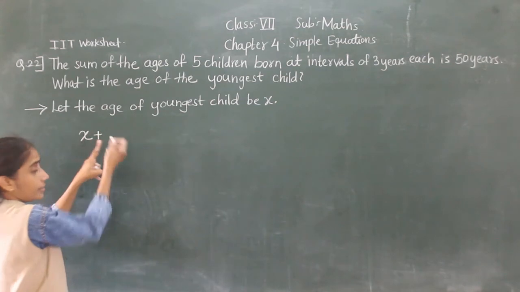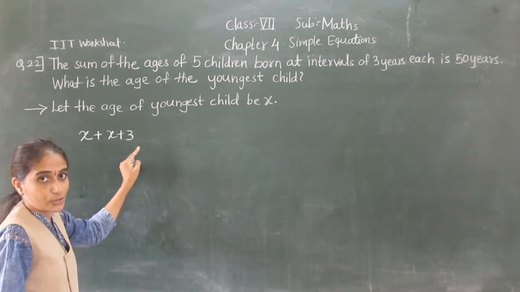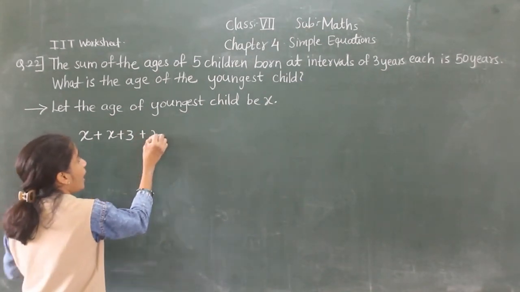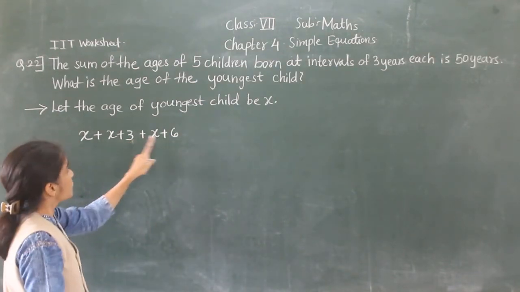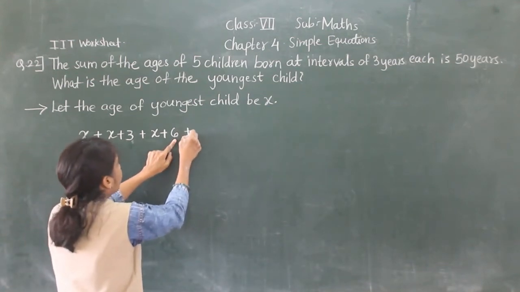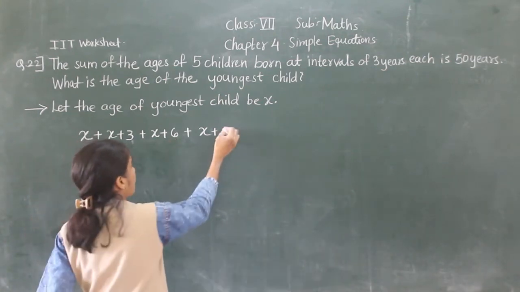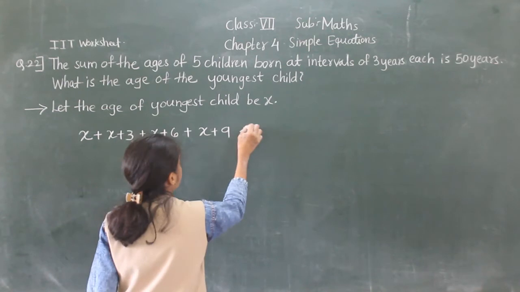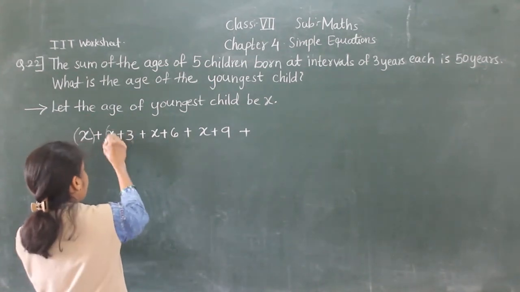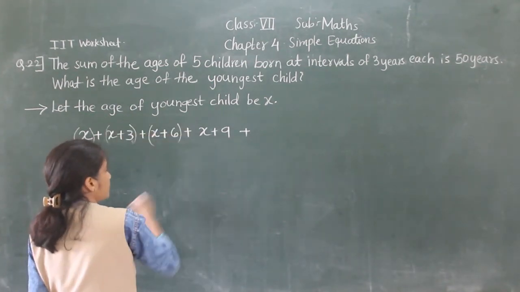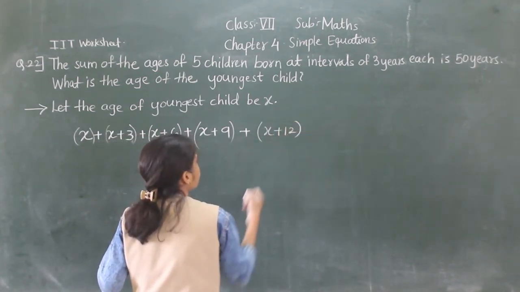Then another one is x plus 3, interval of 3. Third one, x plus 6, plus 3 in this. Then the next one, x plus 9, in 6 again we have to add 3. Youngest child is x, then next is x plus 3, x plus 6, x plus 9, and the fifth, x plus 12. 9 plus 3, 12.